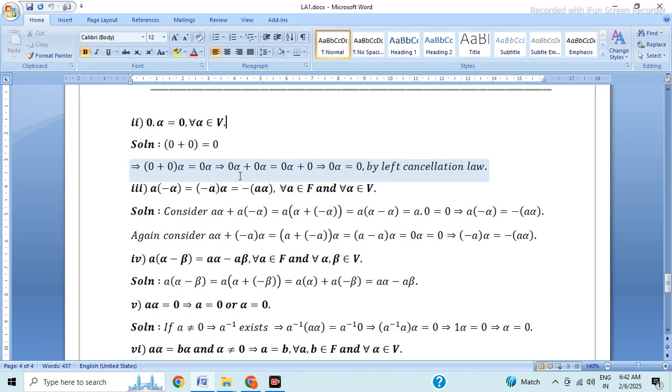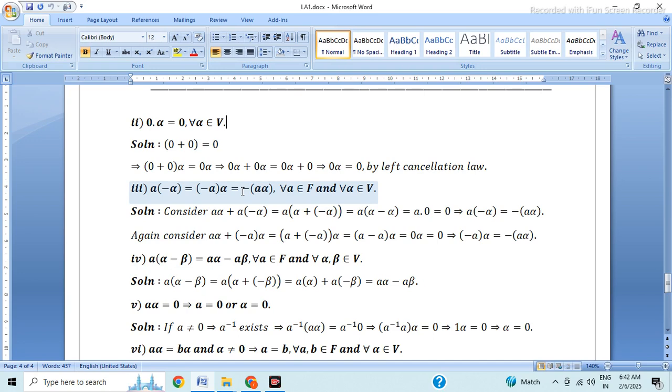Then what can we write it as? 0 plus 0 into alpha. We are multiplying both sides with alpha. Then 0 plus 0 into alpha is 0 alpha. Again, like the last one, 0 alpha plus 0 alpha is 0 alpha plus 0, since 0 is the additive identity. Again, by left cancellation, what do we get? 0 alpha equal to 0.